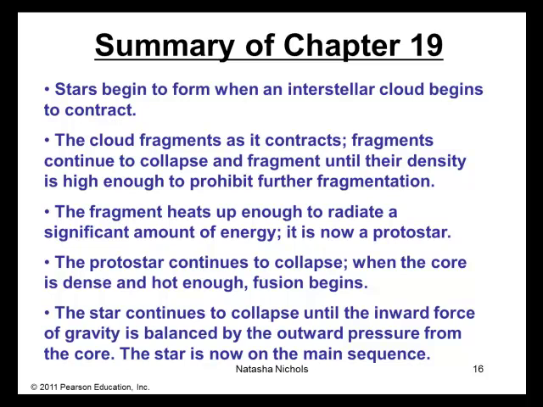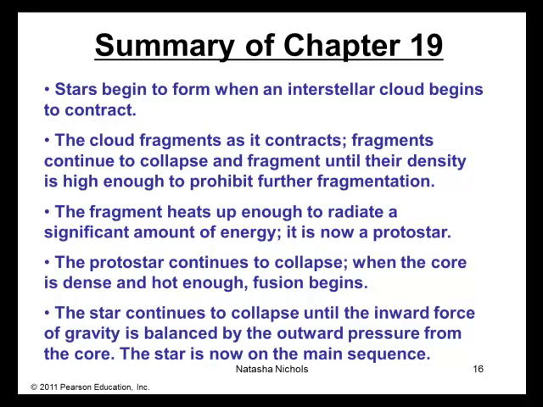So, chapter 19 in a nutshell: stars begin to form when an interstellar cloud begins to contract. The cloud itself fragments as it contracts. Fragments continue to collapse and fragment until their density is high enough to prohibit any further fragmentation. The fragments heat up enough to radiate a significant amount of energy. At that point, we have the stage of a protostar.